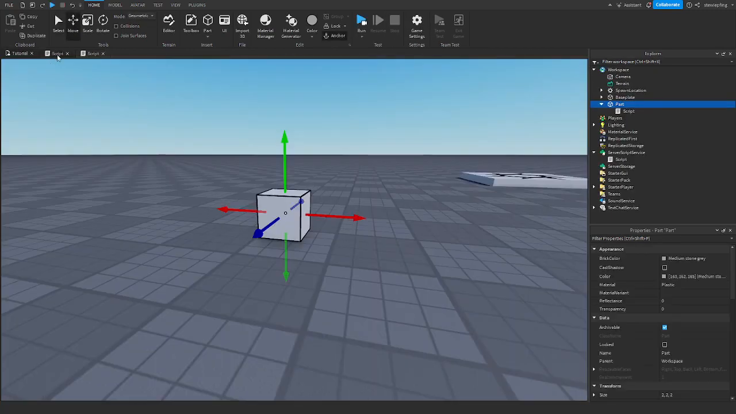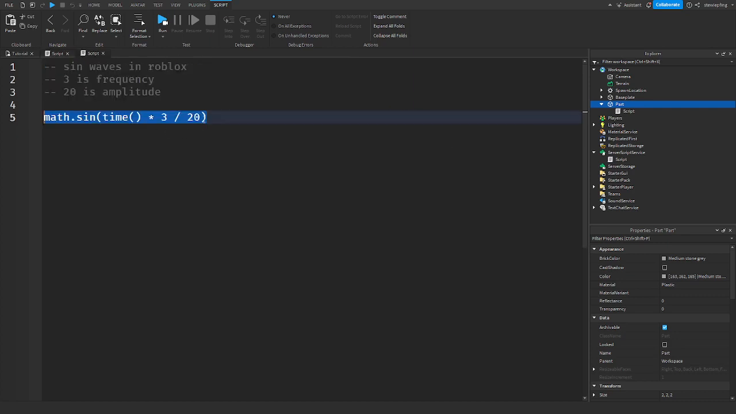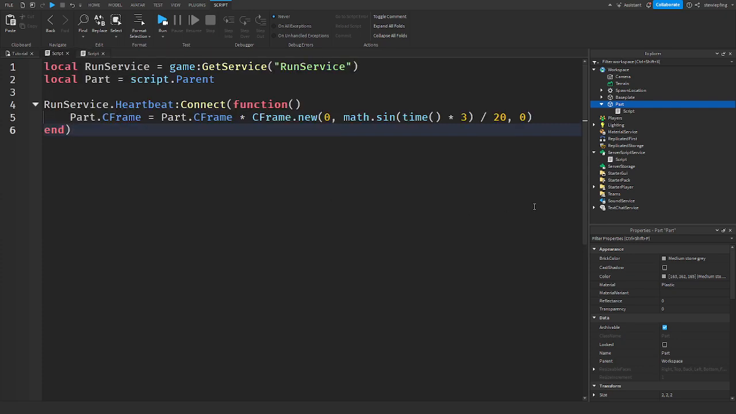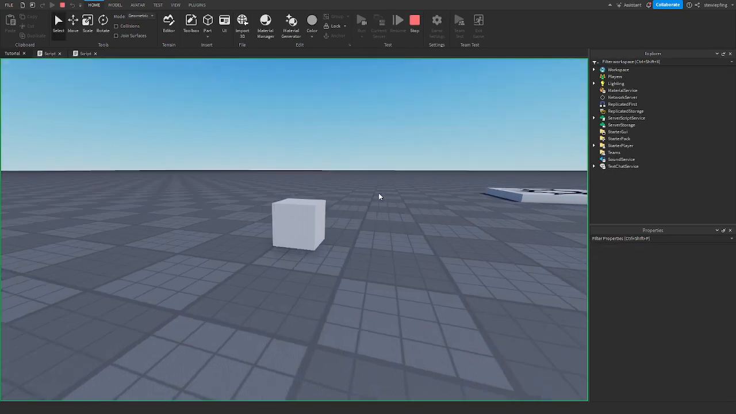Oh, I forgot to do something. I kind of messed this up. You have to put the divide by 20 outside of this bracket. This was wrong, but it's math.sin(time) times 3, and outside of that, you divide it by 20. So that's how you have to do it, and now it'll work, because that's what I messed up.